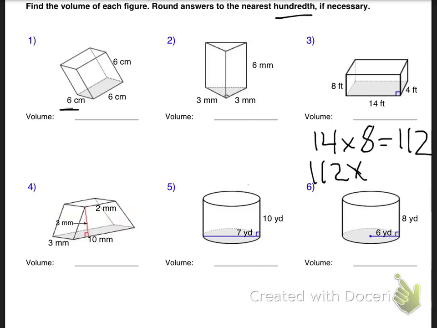So again, we're going to take our area and multiply it by 4, and when we do 112 multiplied by 4, we get 448. Let me write that a little smaller. 448. And again, because I see feet, make sure our label is cubic feet. So 448 cubic feet.